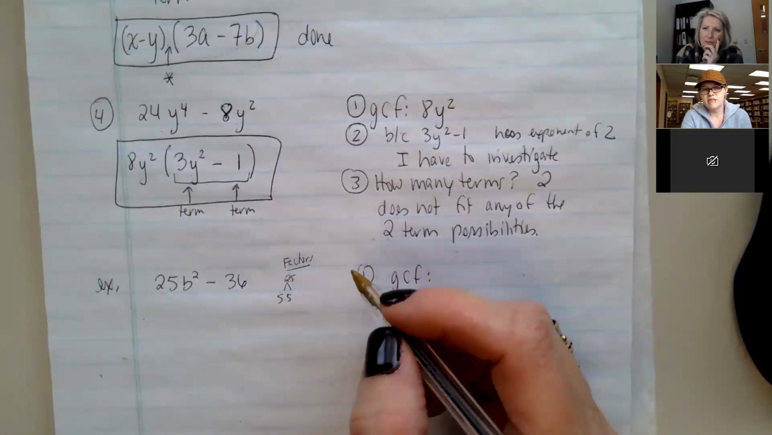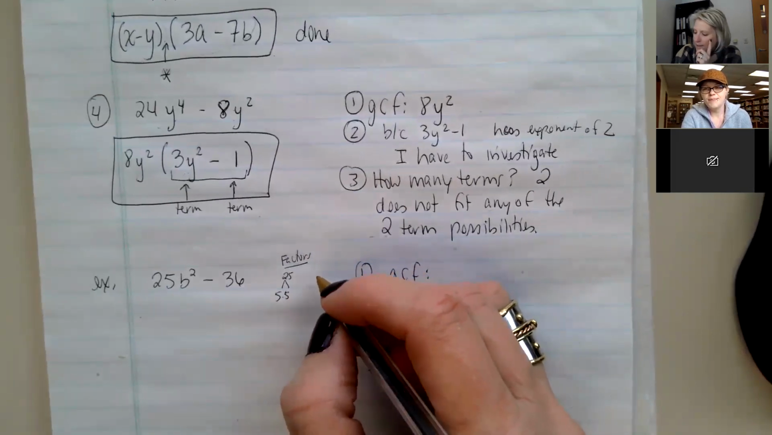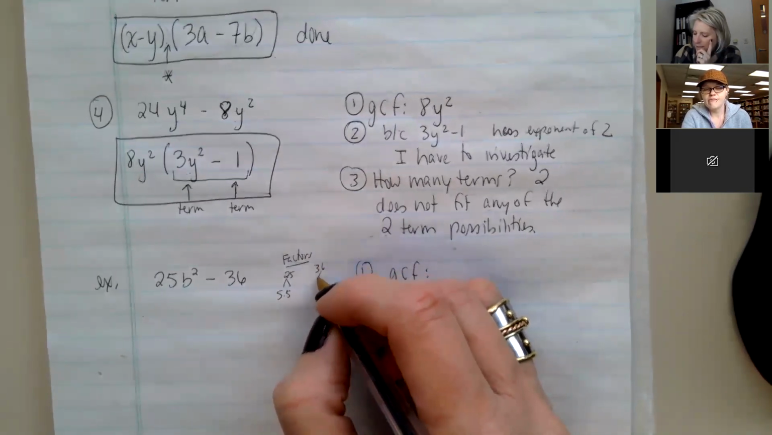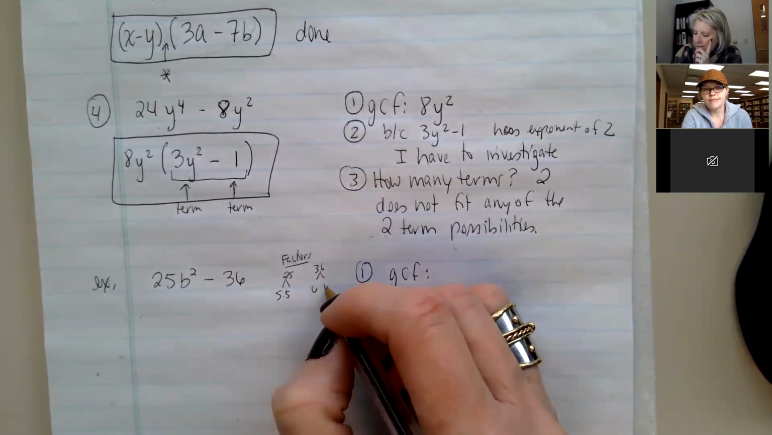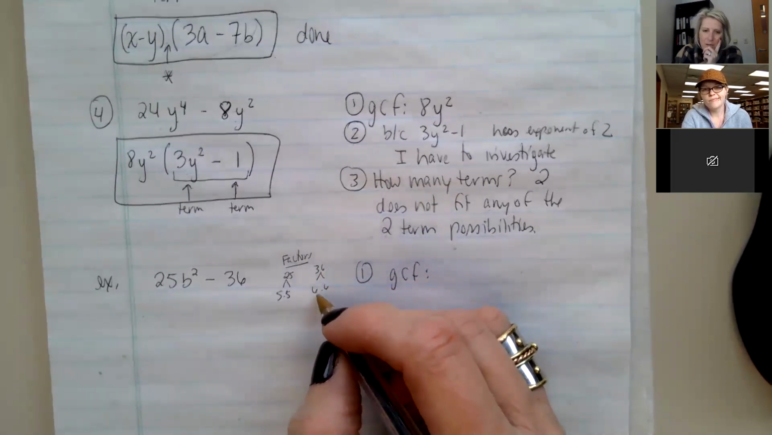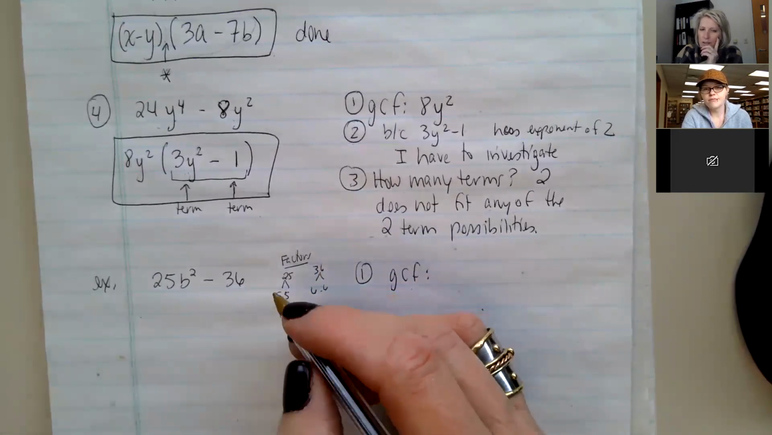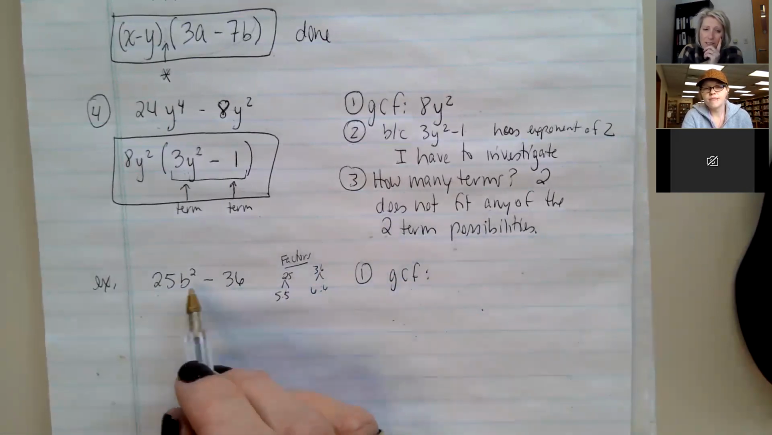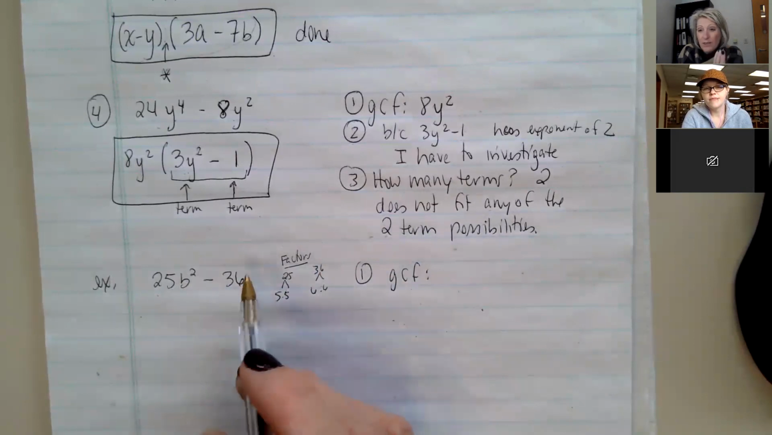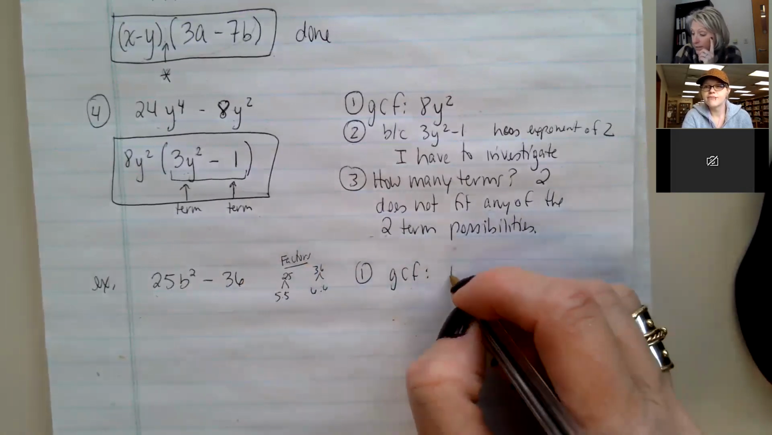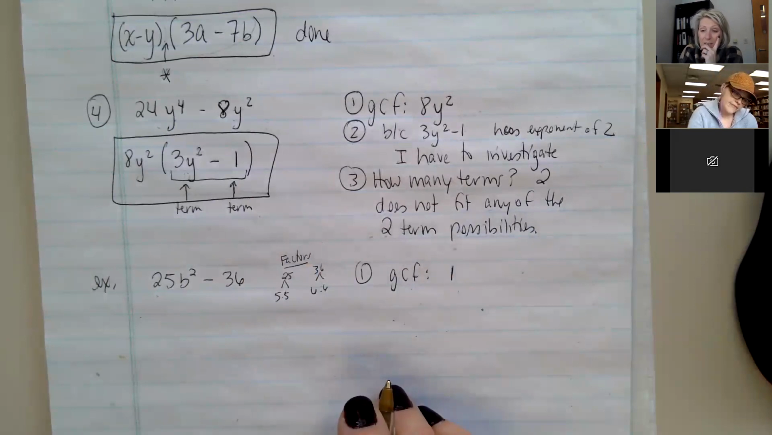So 25 has 5 and 5, right? And then 36 has 6 and 6. But 5 is not at all a factor of 36, and that's really my only factor. So there's nothing between 25 and 36, and then b squared, there's no variables on 36. So the greatest common factor here is 1. Okay.